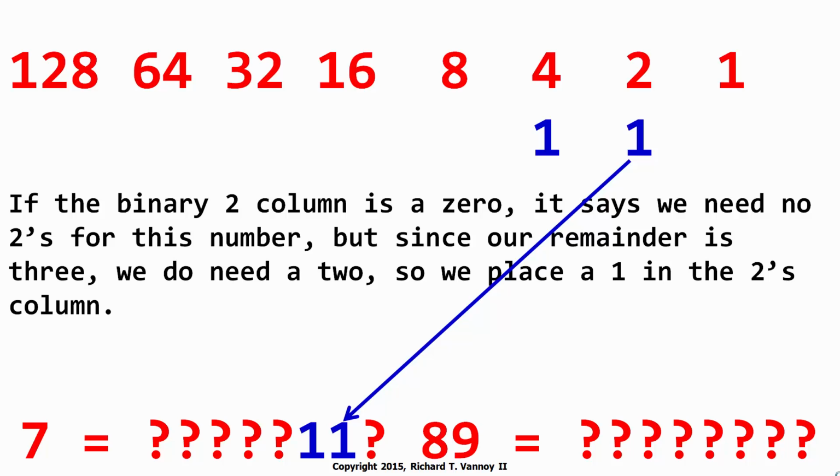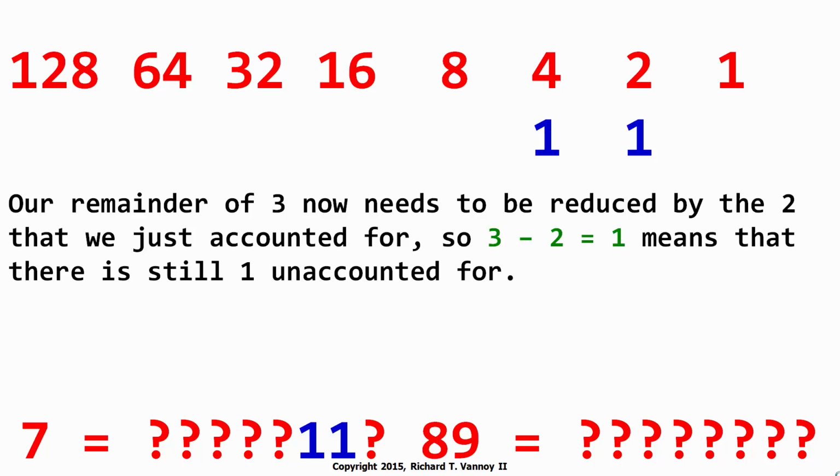So now we've accounted for 6, 4 plus 2. Our remainder of 3 now needs to be reduced by the 2 that we just accounted for. And 3 minus 2 is 1. So we still have 1 unaccounted for.